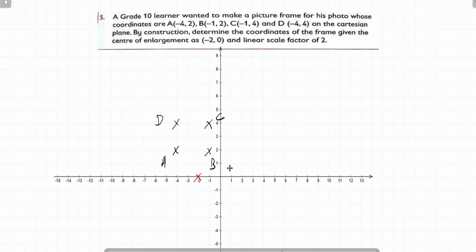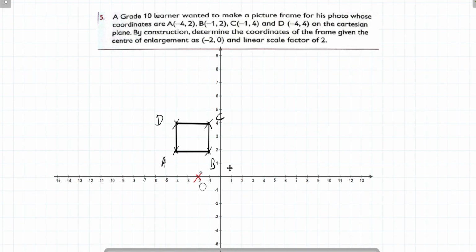Now let's draw the object itself, A, B, C, D. Which is here, here, then here, then here. Now let's draw the image. Remember our center of enlargement is here. So now let's draw the image. Scale factor 2. And let me use another color.